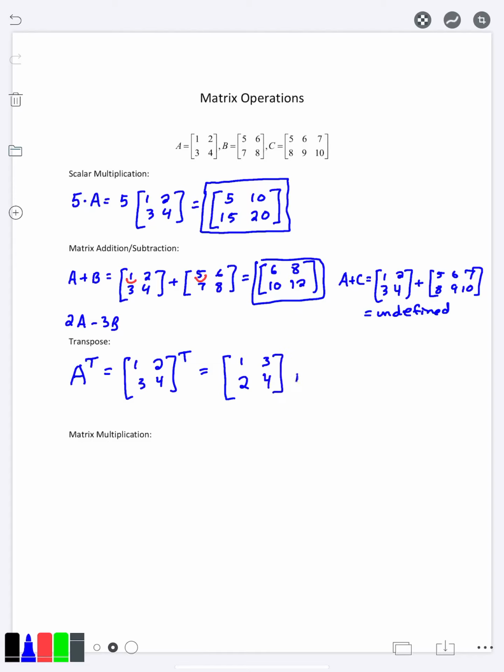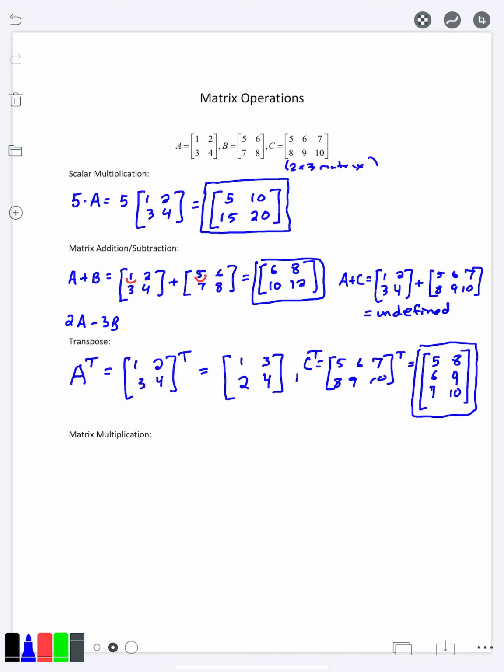Now let's see what happens when we have a matrix that's not a square. So let's just say C, which was 5, 6, 7, 8, 9, 10. If I transpose that, the first row becomes the first column, which means I'm going to have 5, 6, 7 down here, and then the 8, 9, 10 across becomes 8, 9, 10 down. And notice how the original matrix C was a 2 by 3 matrix, and when we transpose it, it becomes a 3 by 2 matrix. So just got to be careful when you're doing your transposes here.